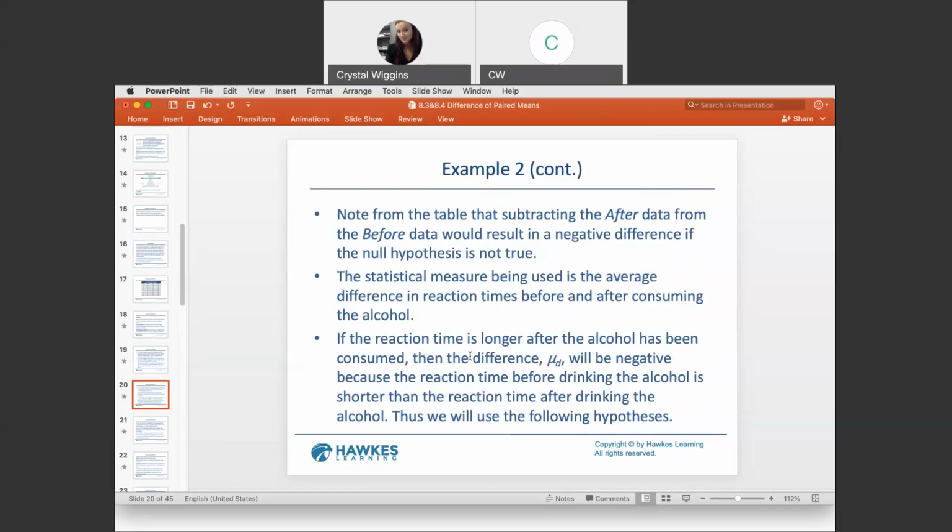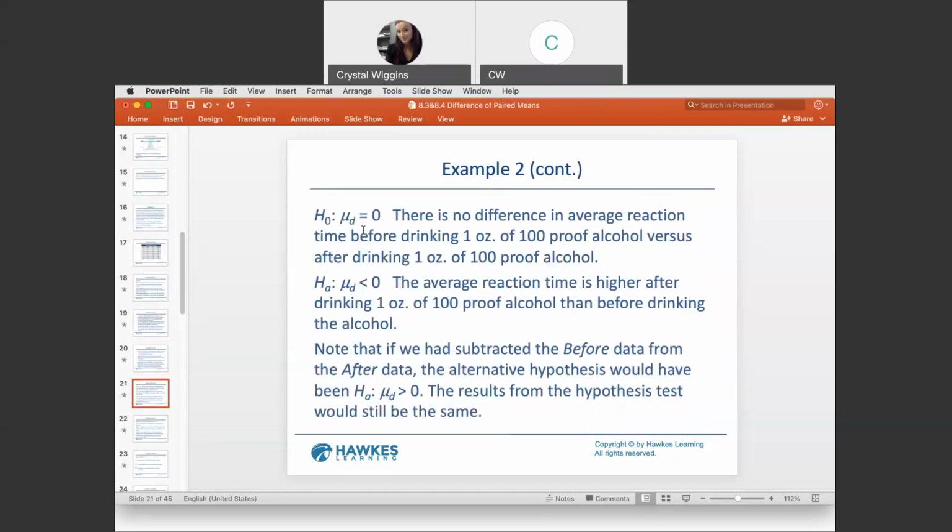If the reaction time is longer after the alcohol has been consumed, then the difference will be negative because the reaction time before the alcohol is shorter than the reaction time after. So we are going to set the null hypothesis to the difference between the reaction times to be equal to 0, meaning there is no difference. And we will set our alternative to less than 0 because the average reaction time is higher after drinking the alcohol than before drinking alcohol, which is to be expected. We normally get slower in our reaction time as we drink. But will 1 ounce of 100 proof alcohol make a statistical difference?